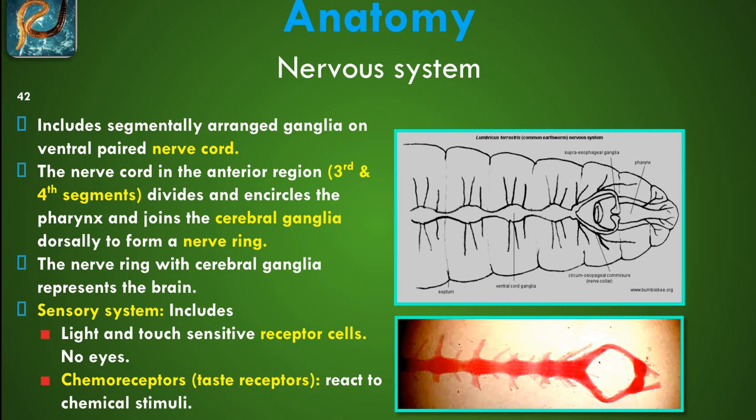The sensory system includes light and touch sensitive receptor cells. So, an earthworm is actually sensitive to both the touch sense and the light sense, but it does not actually have any eyes. Then it also has chemoreceptors, that is, the receptors which are sensitive to chemicals, or we can call them the taste receptors. They will respond to any change in the chemical stimuli.